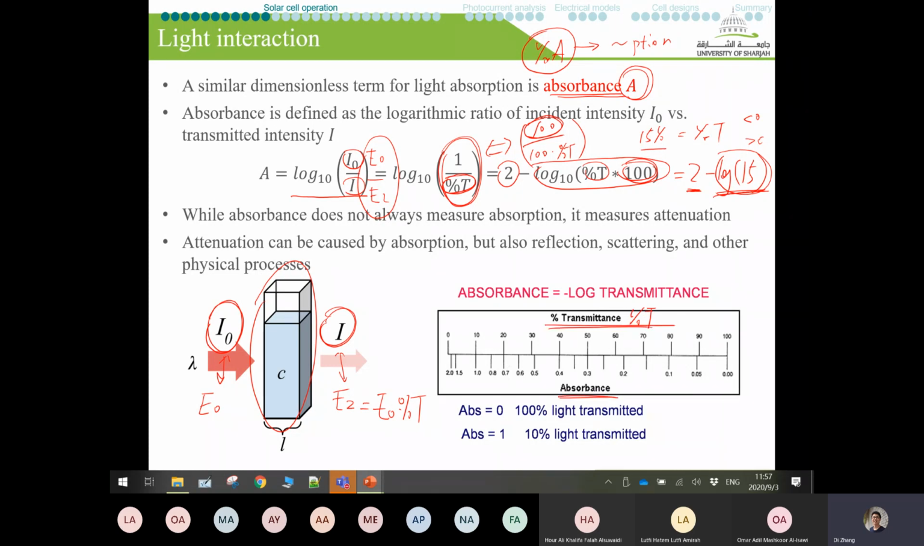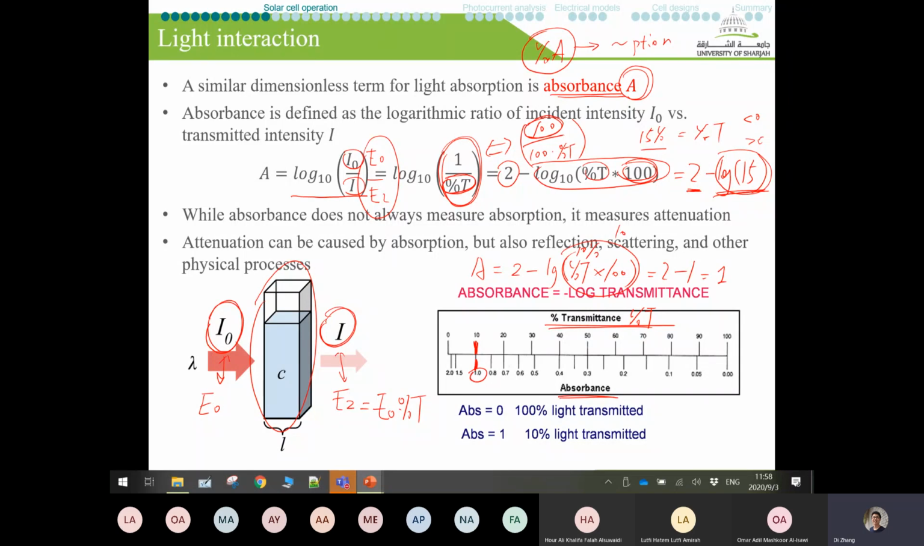We can try to plot them on the same scale. What you can see here is that if you have a 10% transmission, this corresponds to an absorbance of 1. Why is that? Because, as we said, absorbance equals 2 minus log of percentage T. The 10% transmission, taken as a percentage, becomes exactly 10. Then this becomes 2 minus 1, and therefore the absorbance is precisely 1.